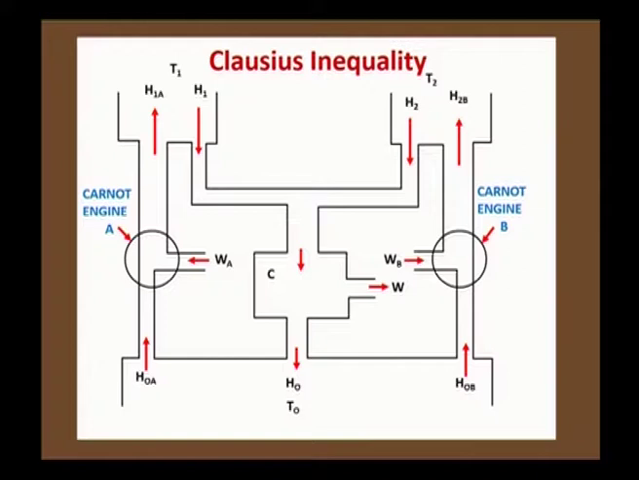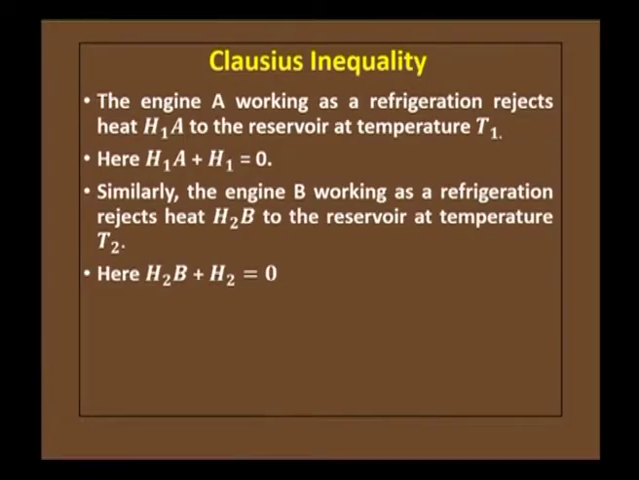Similarly, the engine B, which works as a refrigerator, absorbs H0B of heat from a temperature T0 reservoir, and therefore some amount of work is done on the refrigerator B, and a quantity of heat H2B is liberated at the temperature T2 of the reservoir. The engine A, working as a refrigerator, rejects heat H1A to the reservoir at a temperature T1. Therefore, we can write H1A plus H1 is equal to 0.